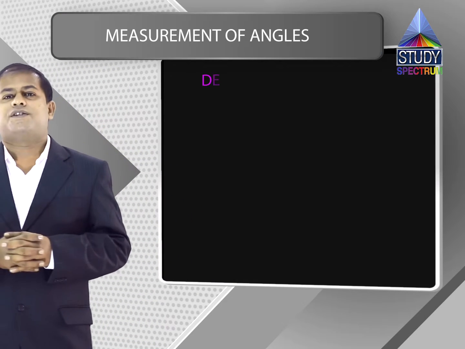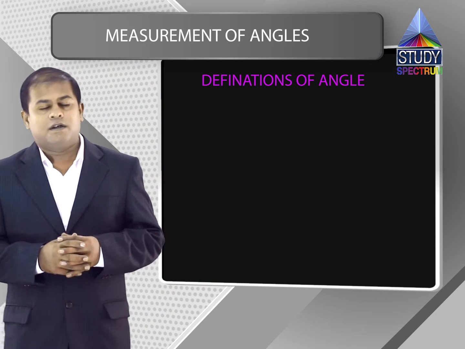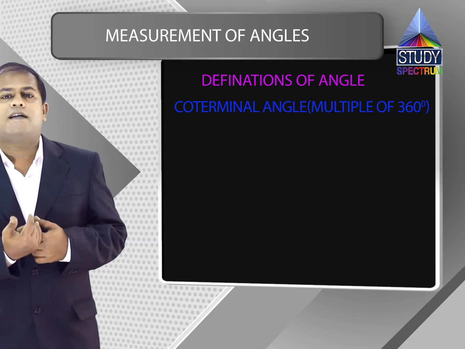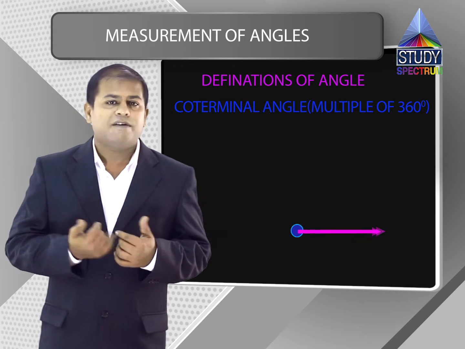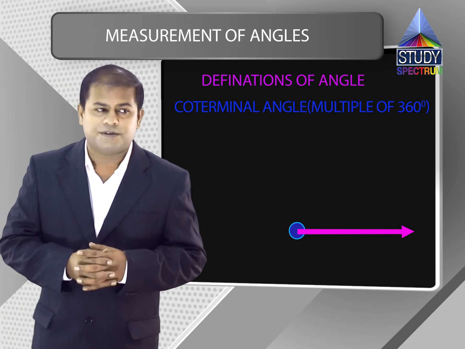So students, a few more definitions with reference to angles in standard position. The first one, coterminal angles. When we refer to an angle in standard position, the initial arm of every angle is the same, and that is the positive direction of the x-axis. And the vertex is the same, that is the origin.